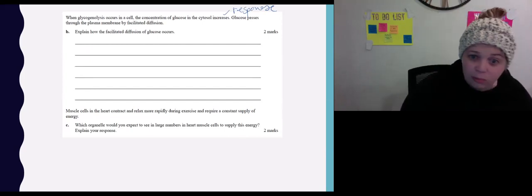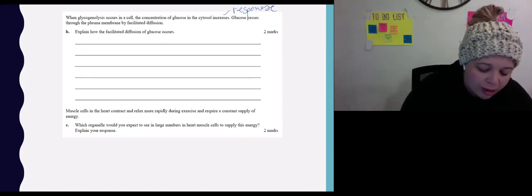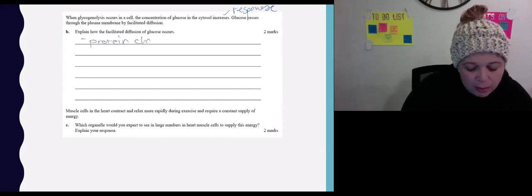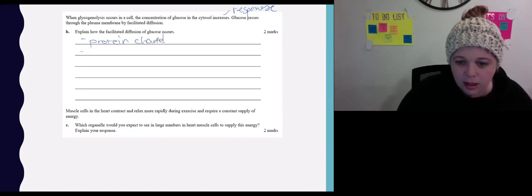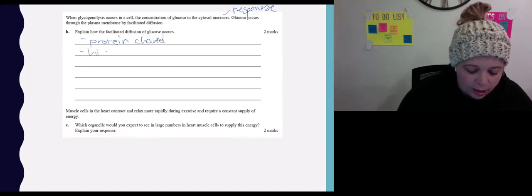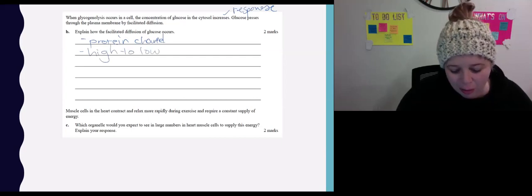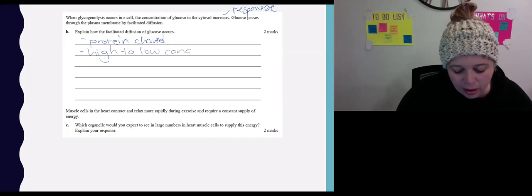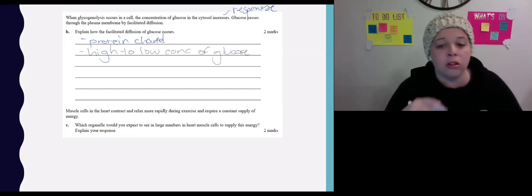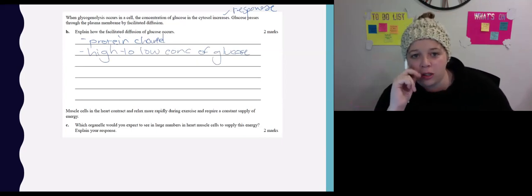All right, so hopefully you're back and we can think about what are our 5 words. So the first ones we're going to need are whether or not we have a protein channel. Good, that's 2 words. The next one is high to low. I'm going to need 7 words, 8 words, sorry. Conc of glucose. They gave you all those lines, and these are the 2 points that you need to say.